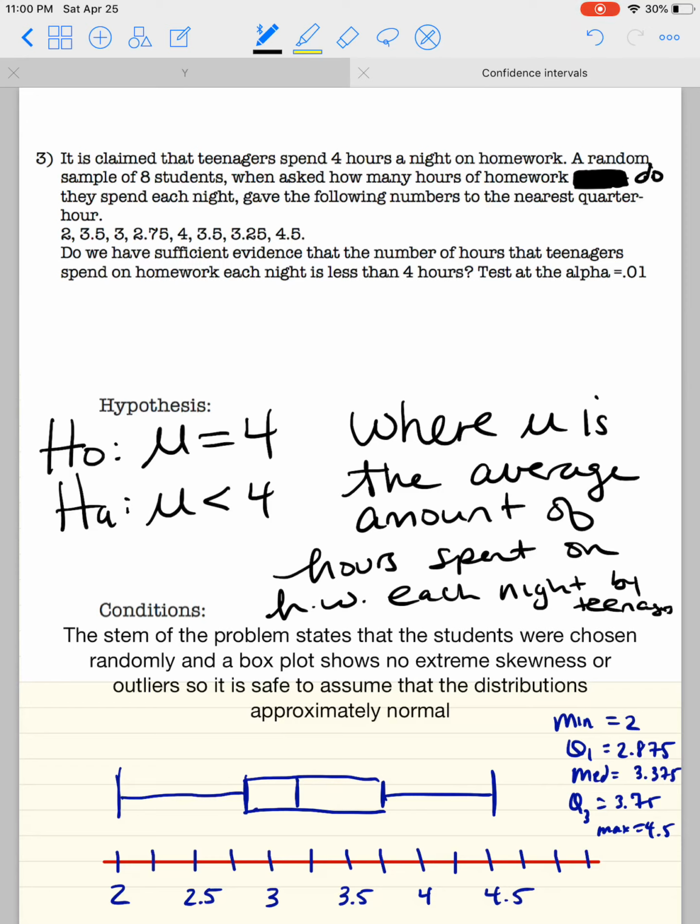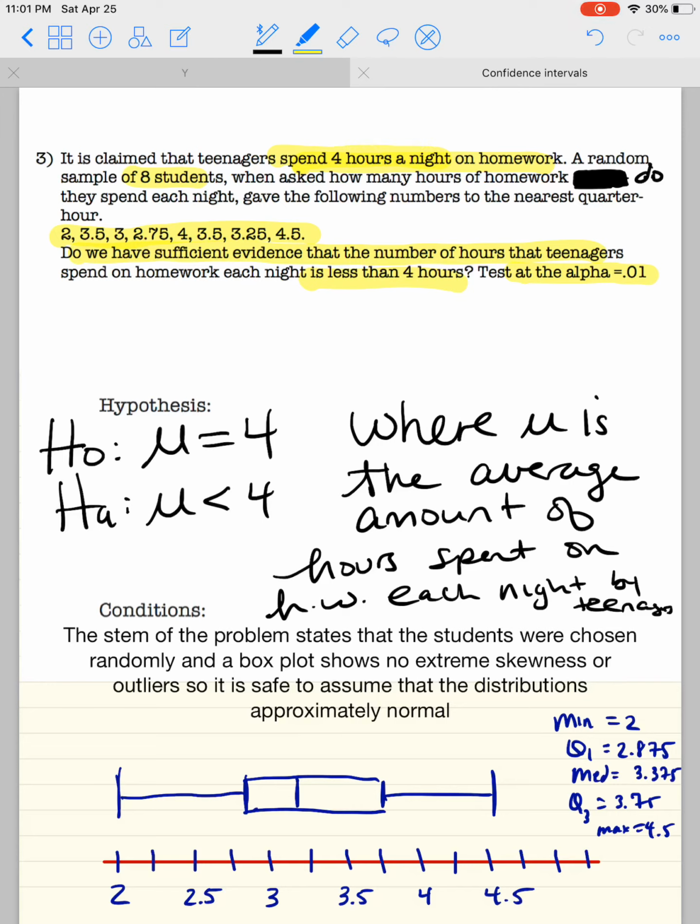It is claimed that teenagers spend 4 hours a night on homework. A random sample of 8 students, when asked how many hours of homework they spend each night, gave the following numbers to the nearest quarter hour. So the numbers are 2, 3.5, 3, 2.75, and so on. So, do we have sufficient evidence that the number of hours that the teenagers spend on homework is less than 4 hours? Test alpha equals 0.01 level. Okay, so it is claimed that they spend 4 hours a night.